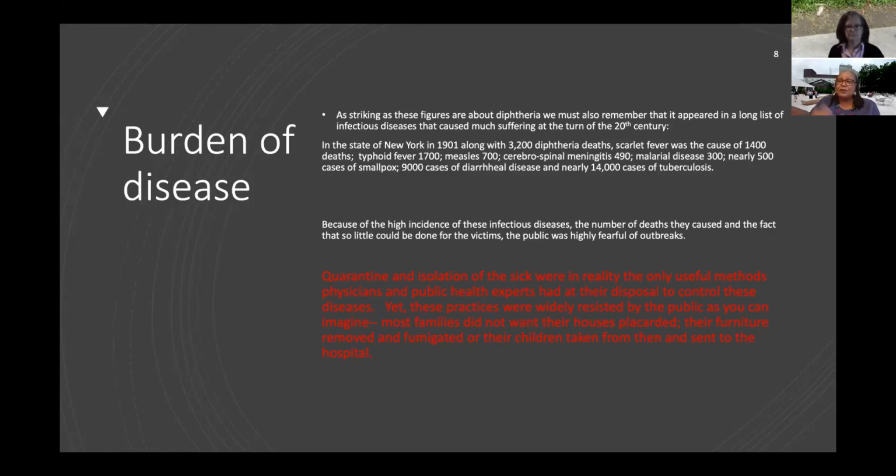Imagine what happened: your house, your apartment would be placarded, saying in this household, there's diphtheria. In the household next door, there's tuberculosis. So you'd be marked, it's a stigma. And most families didn't want their houses placarded, of course. And if your house was placarded, then the public health department could come, remove all your furniture, and take it to a place where they would fumigate it. And the thing that came with fumigation was pretty much destruction of your furniture. And then it was brought back. Or sometimes, and many times, if the house was too densely packed with too many people, children could be removed from their homes and taken to the hospital.